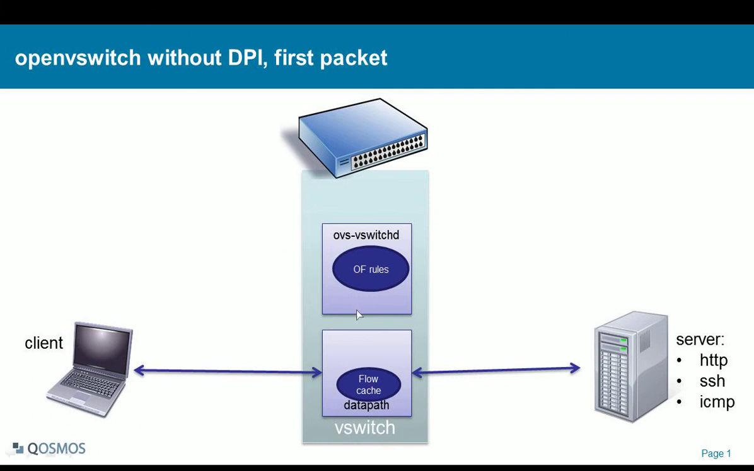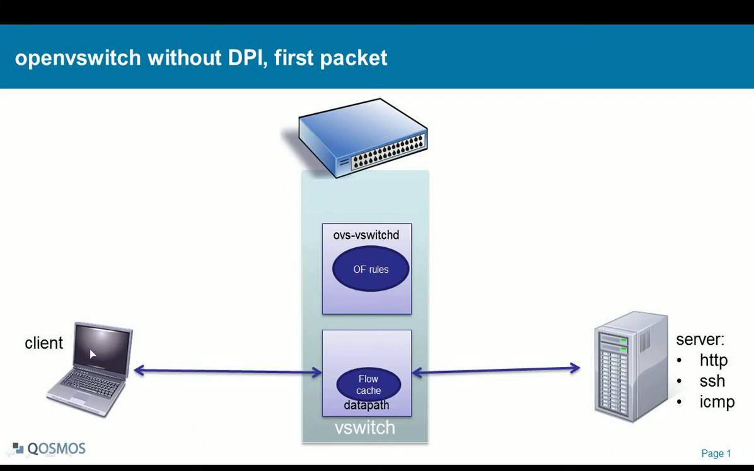So Open vSwitch has a flow cache, which is a datapath implemented in the Linux kernel, and you have an Open vSwitch daemon which contains the OpenFlow rules. So in the kernel you just have a cache.